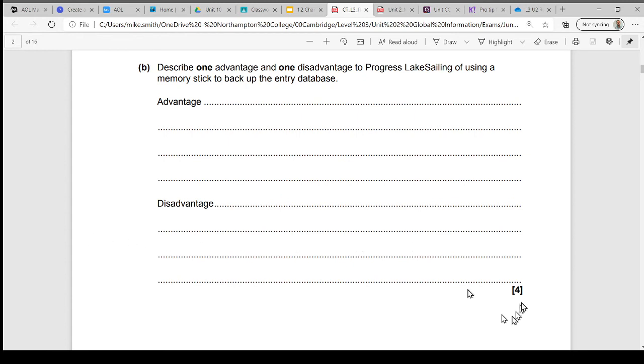So that's 4 marks. How do we pick up 4 marks if it's only asking for 1 advantage and 1 disadvantage? Because that sounds like it's 2 marks, but it's actually 4 marks. So let's have a look at the mark scheme.